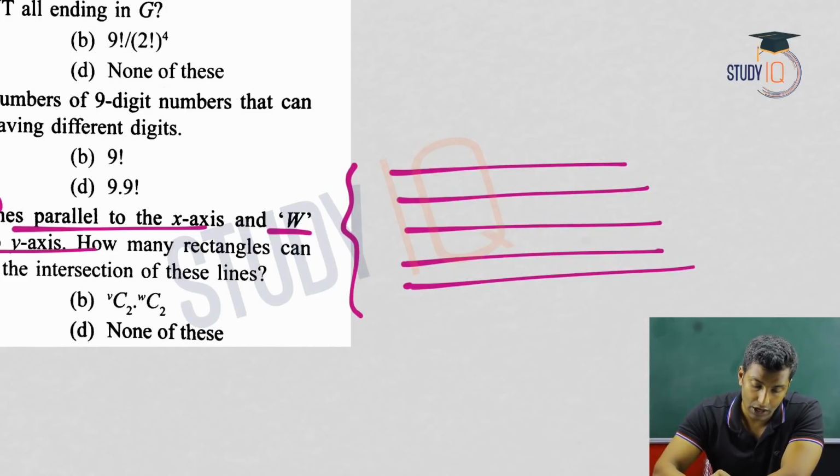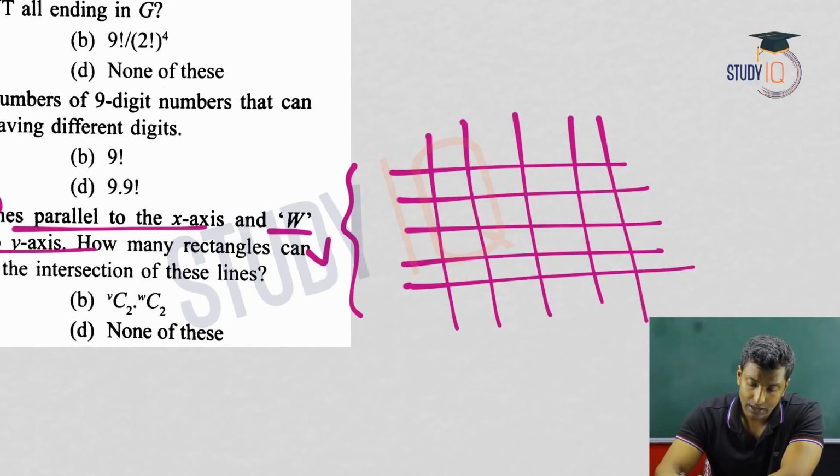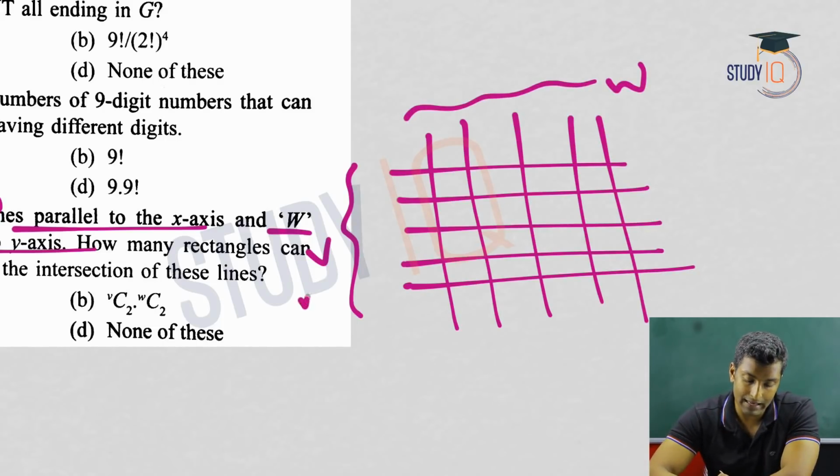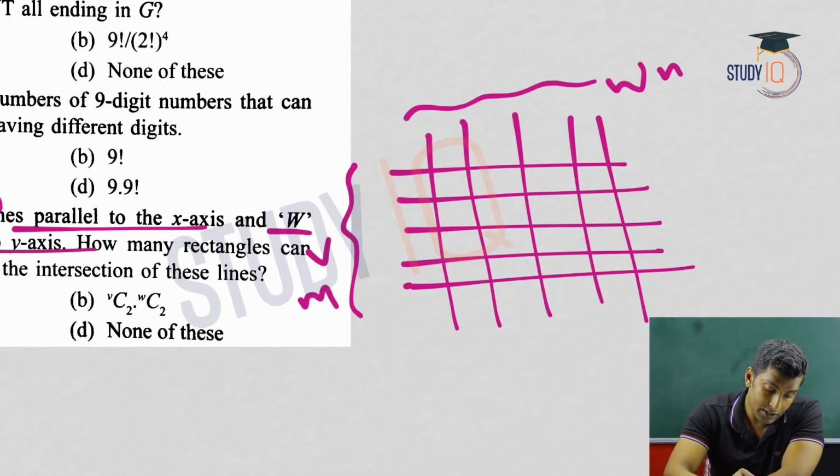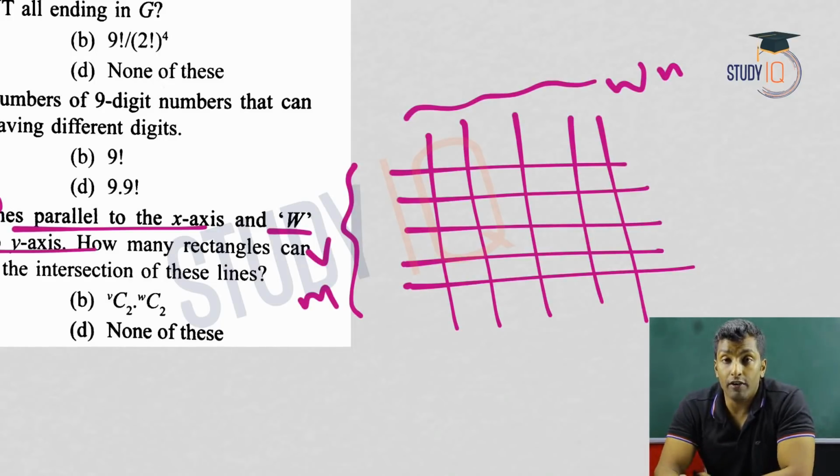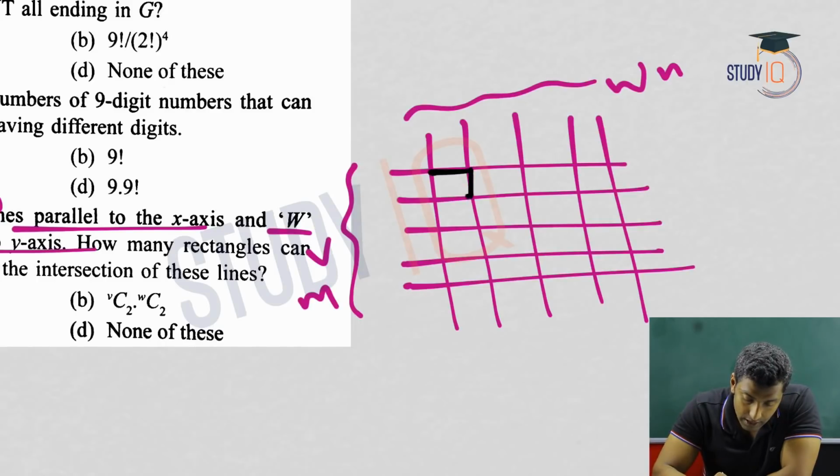Okay, so this total may be V lines. Then parallel to Y axis, you can take this as W lines. We have in fact discussed M lines and N lines, and we understood that if you need to form a rectangle, this is what a rectangle is, right?